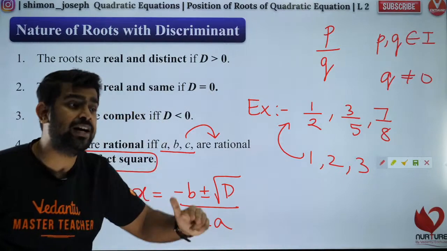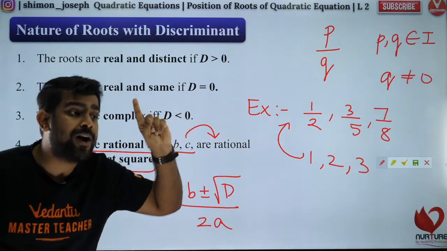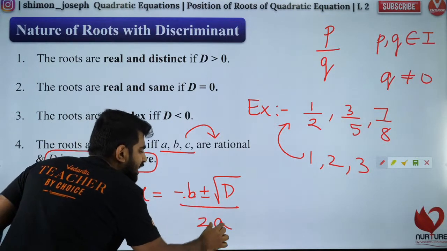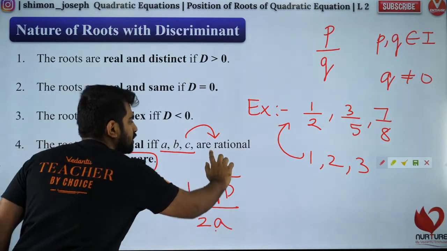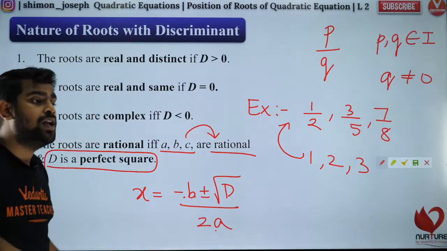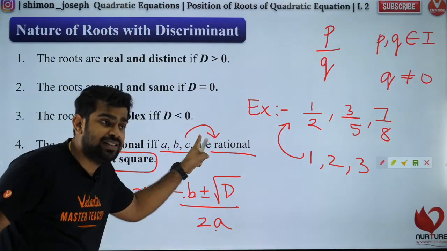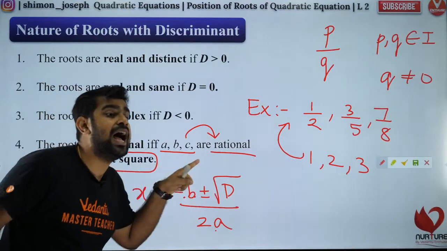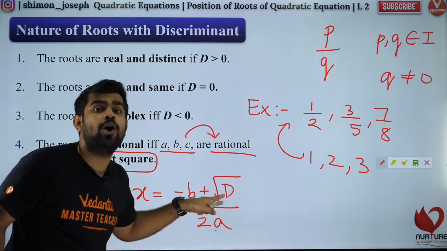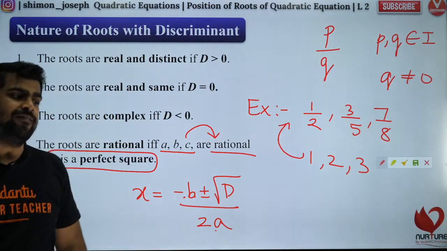Very good point, na? Not just that. After D being a perfect square, your b and a also should be rational numbers. Because what if b is irrational? Then also there's a problem, na? So b, a, c, everything should be rational, and your D should be a perfect square. Got it? Very good.